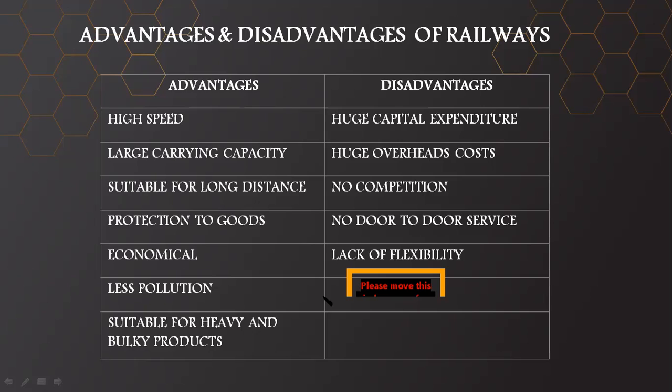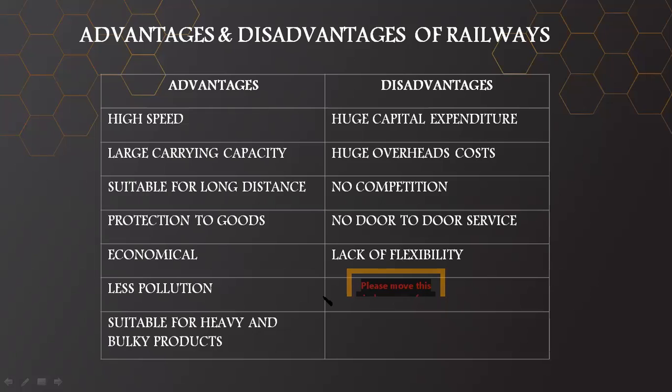Then it is also suitable for long distance. That also we know. It provides good protection or complete protection to the goods. Suitable for heavy and bulky products. It is economical. It is cheaper compared to many other modes of transportation, and it creates less pollution compared to roadways. At the same time, there are certain disadvantages. It involves huge capital expenditure because we need to construct the railway station, we need to lay the railway tracks, rail wagons, construction and all. It creates huge capital expenditure, huge overhead cost also, because the expense for maintenance will also be very high.